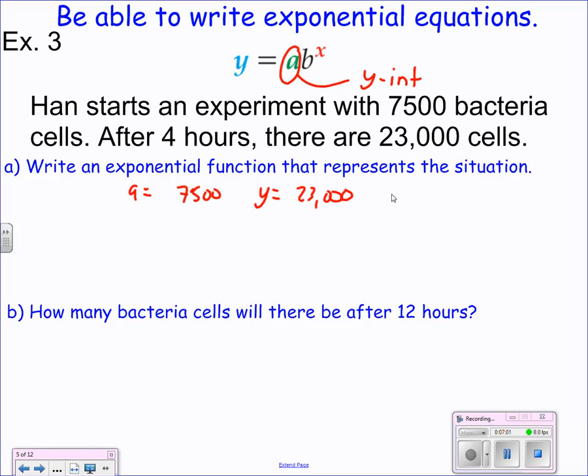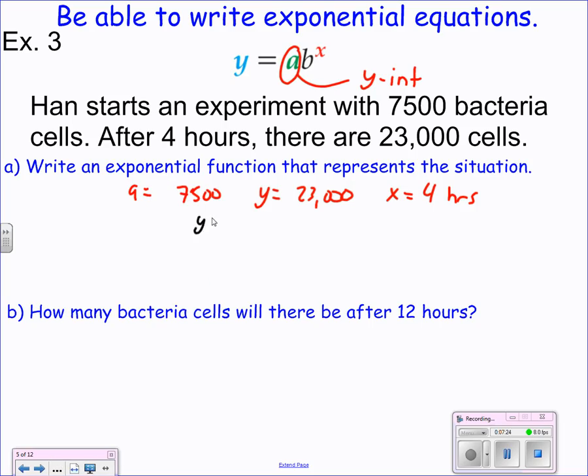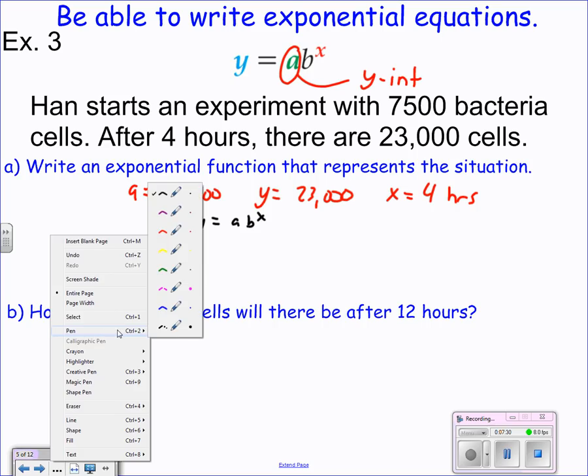And then x is going to be our time, which is 4 hours. So as you notice, we have a replacement for every part except for b. So we've got to find b, or the value of b. So let's write out the original equation. Again, y equals a b to the x, and replace everything that is replaceable.